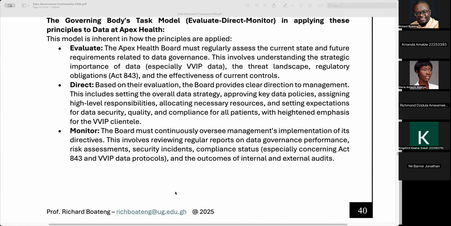Apex Health Board would use this cycle continuously. They evaluate the current state, future needs, the strategic importance of VVIP data, the evolving threat landscape, their obligations under Act 843, and the effectiveness of existing controls.